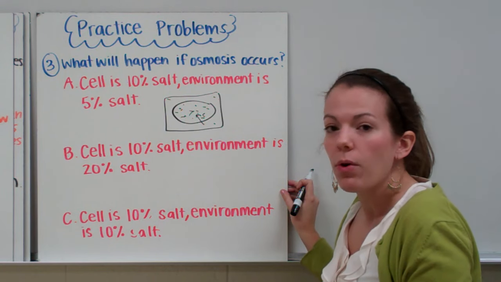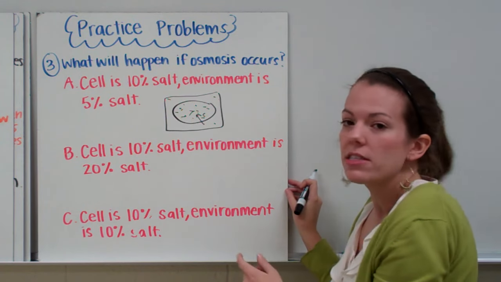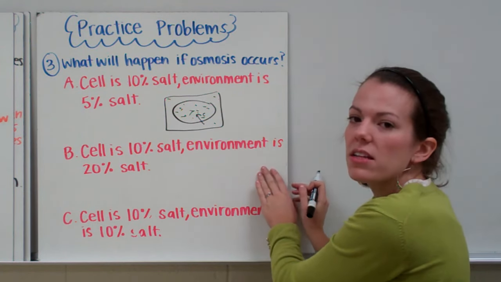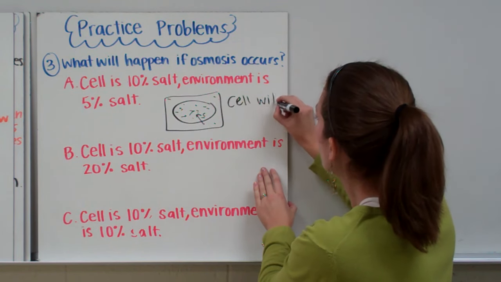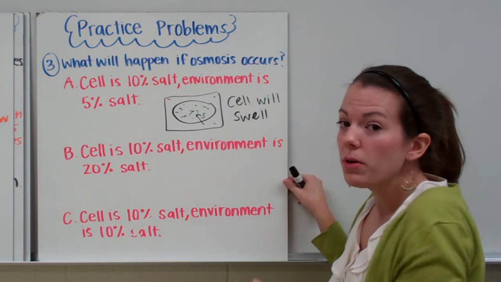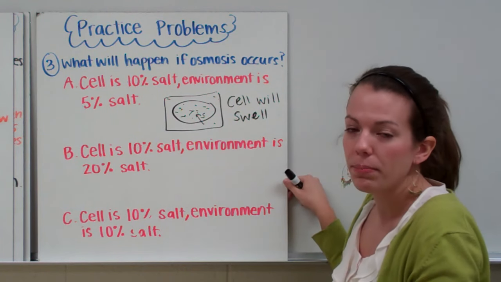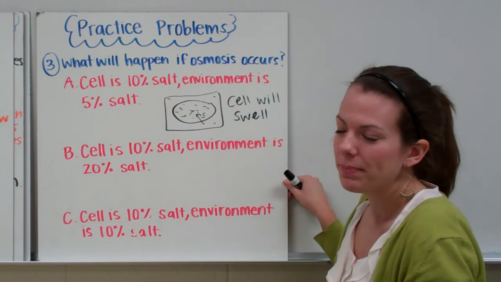Just like if you add water to a water balloon, the water balloon gets bigger. If you add water to a cell, the cell will get bigger as well. And we can call that swelling. The cell will swell. Now, if too much water enters a cell, the cell might eventually burst, just like if you add too much water to a water balloon, eventually the balloon will pop.